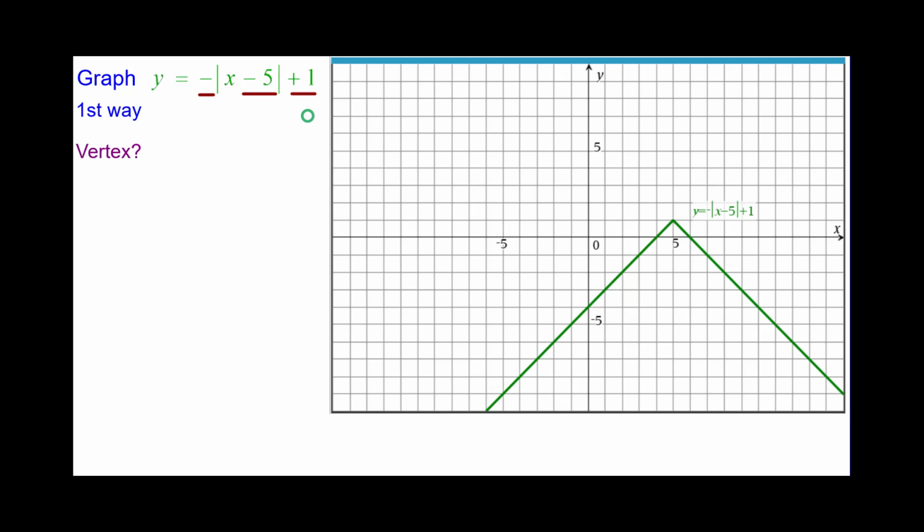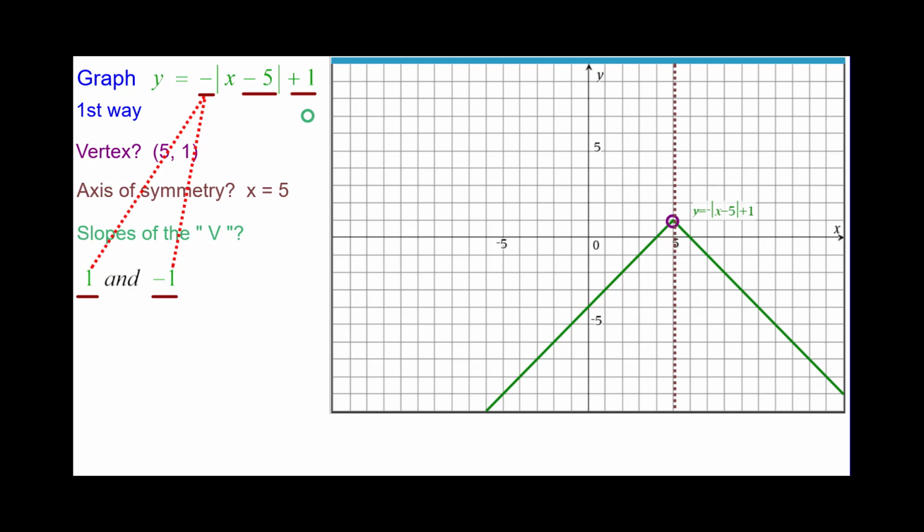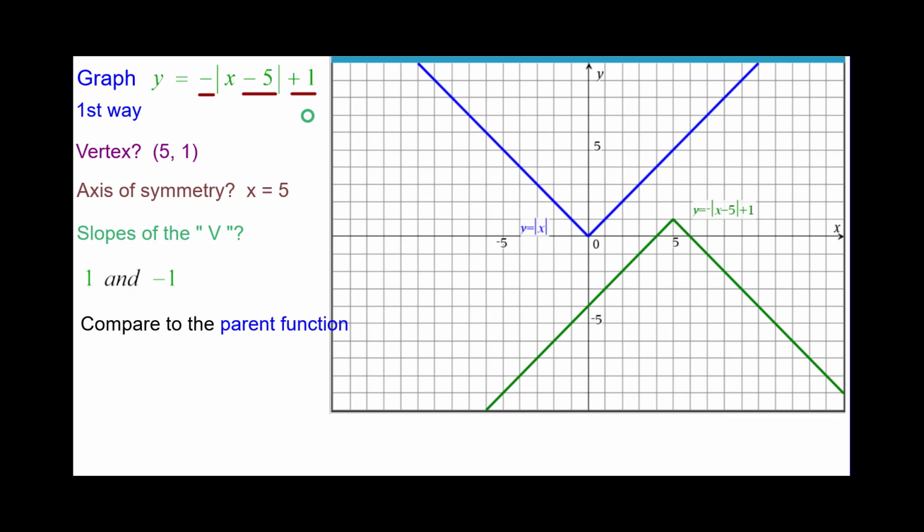The vertex is at the point 5, 1. And there is an axis of symmetry, the line x equals 5. You can see there's a mirror image about that. The slopes of the V are 1 and negative 1, which come from that coefficient again. It goes uphill first at a slope of 1 and downhill after that, slope of negative 1. We compare it again to the parent function. And you can see we got the V.